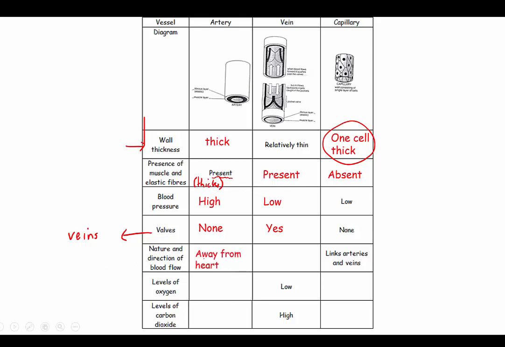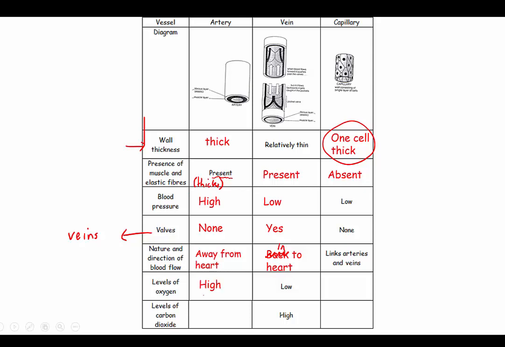The nature and direction of blood flow. So the arteries carry blood away from the heart. Veins carry blood back to the heart, or what's easier to remember is into the heart. The capillaries then link the arteries and veins and are found in the tissues.